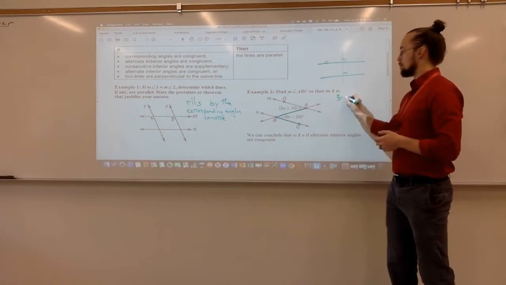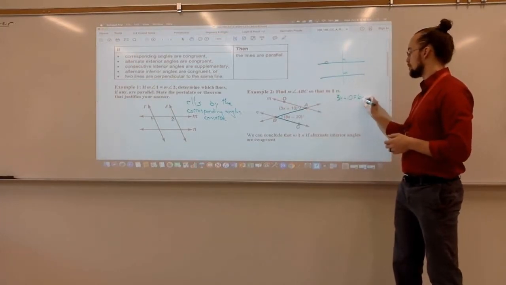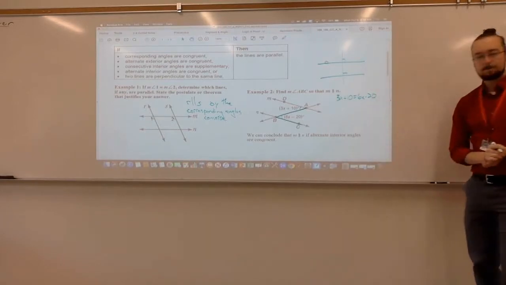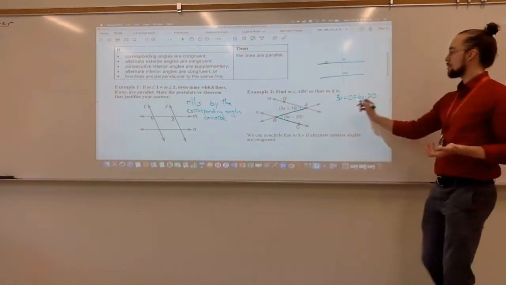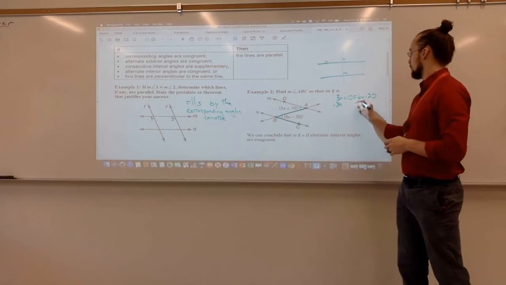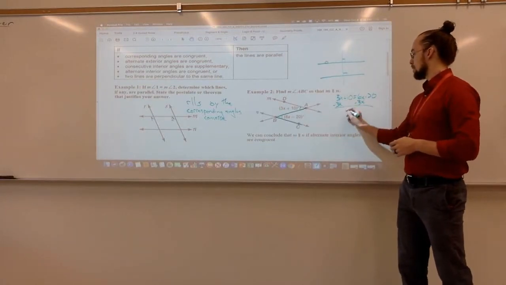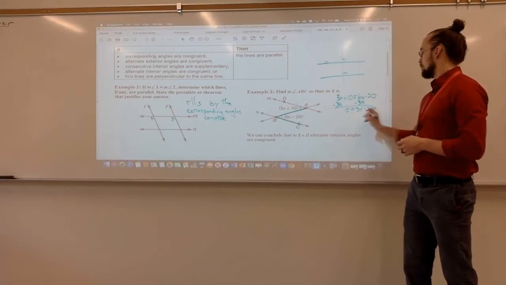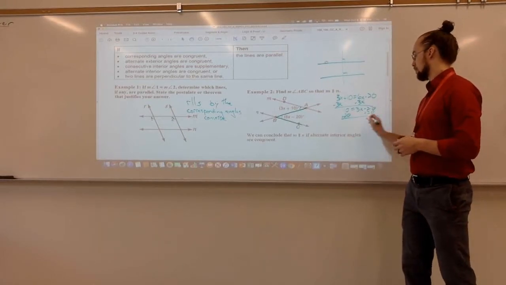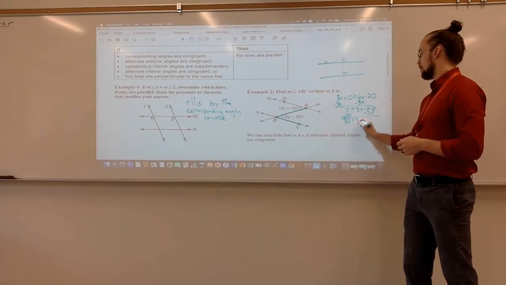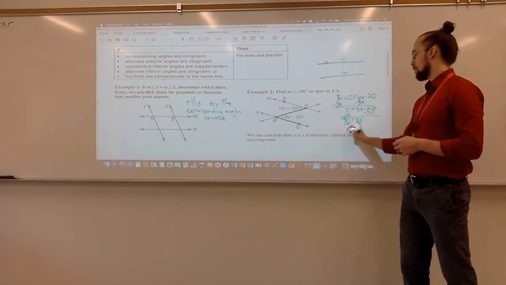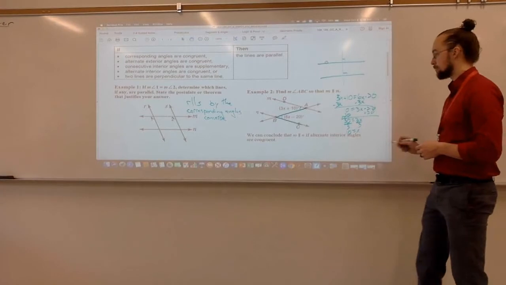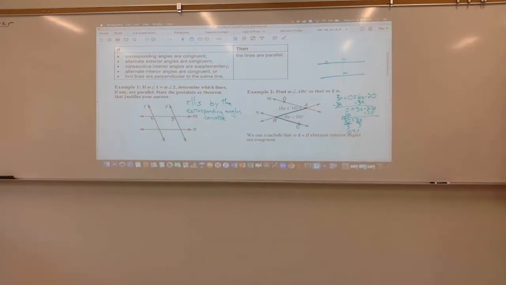So our setup would just be 3x plus 10 equals 6x minus 20. Solve for x. Get the x's onto the right side, add the 20 over to the left, and we should end up with x equals 10. Is that my answer?